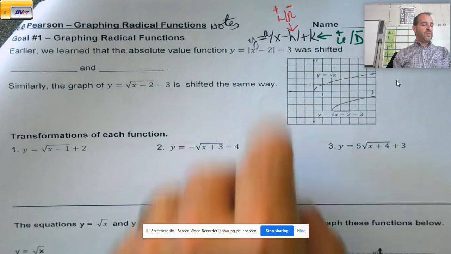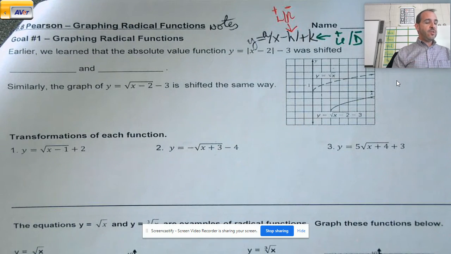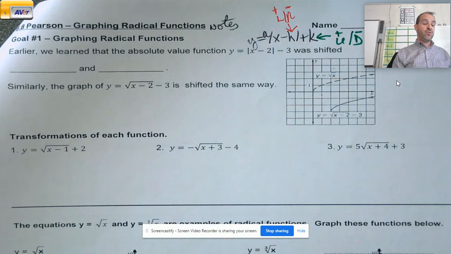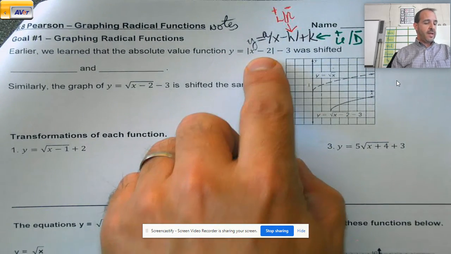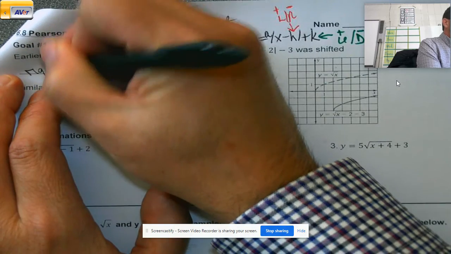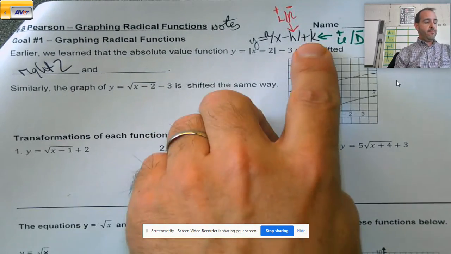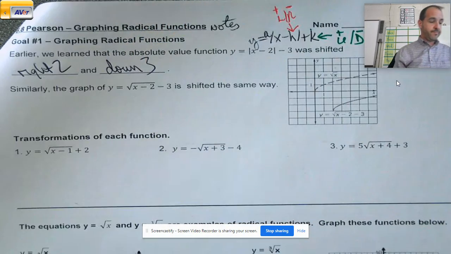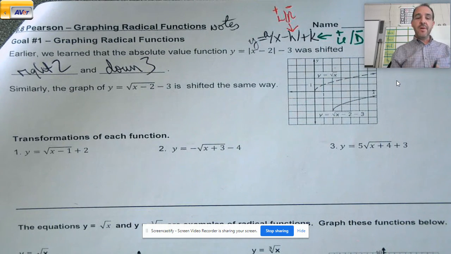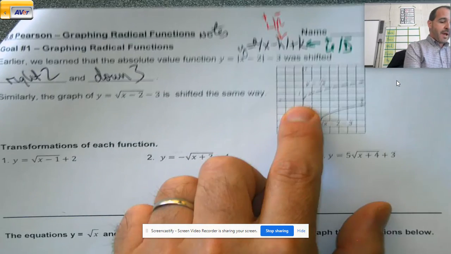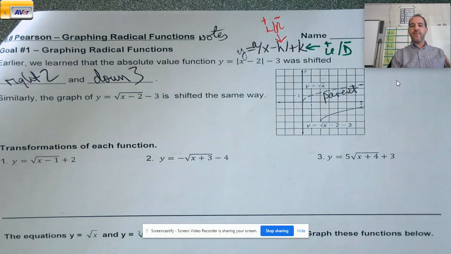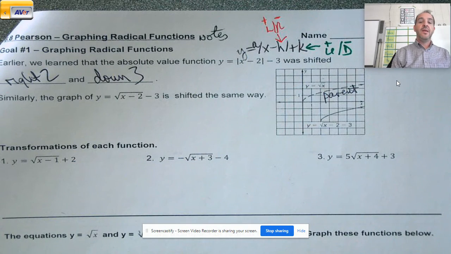So earlier, if this was our function, this absolute value function, the absolute value of x minus 2, minus 3, which two directions is what we're actually asking. Well, the minus 2 would be right 2. And then the minus 3 on the outside would be down 3. Okay, so similarly, if this is my parent graph, we talked about parent graph before, it's just the plain old, before it was the absolute value of x, now it's the square root of x.